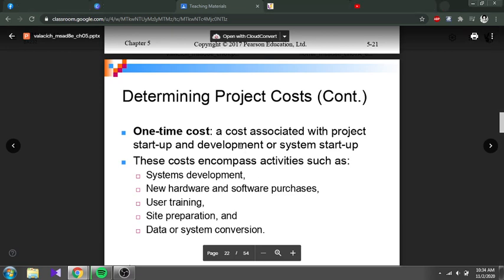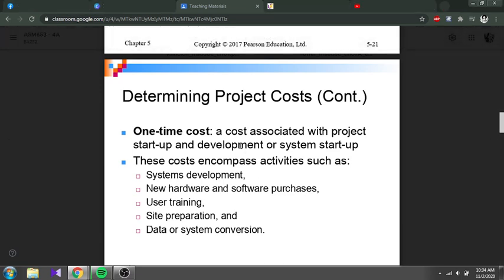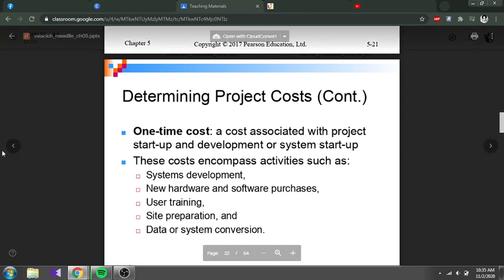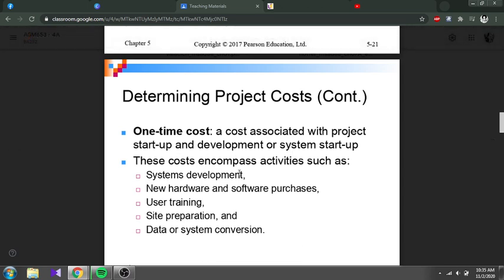Okay, this is all about cost, because we have to calculate each of the planning activities to determine our budget on that project. A cost associated with project startup and development, or system startup. The costs encompass activities such as system development, new hardware, user training, site preparation, and data or system conversion. Like if we want to migrate our data to the data warehouse, to the new database, we have to convert.